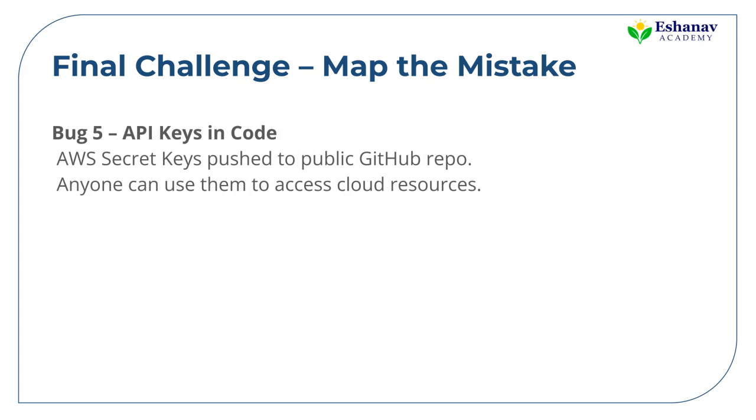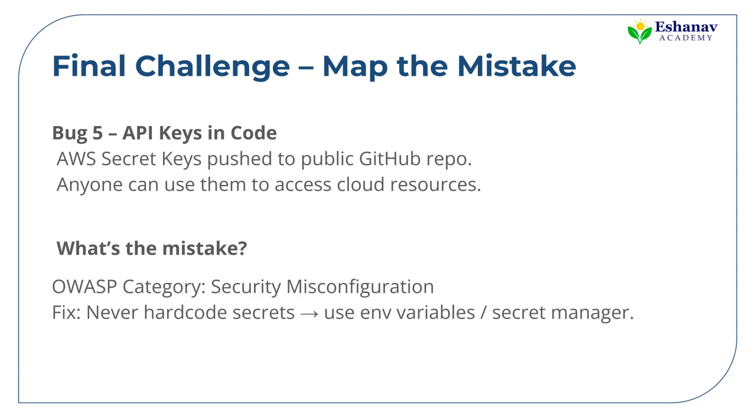Bug 5. AWS secret keys are pushed into a public GitHub repo. What's the mistake? This is another case of security misconfiguration. The fix is to never hardcode secrets in code. Use environment variables or a secret manager instead.